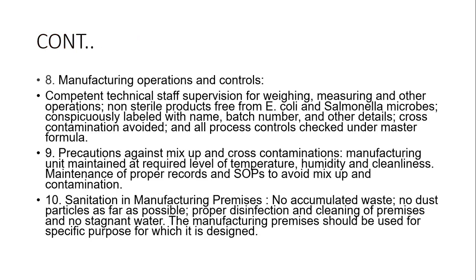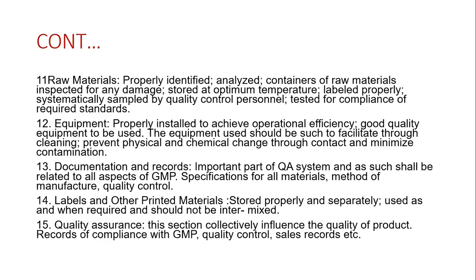Sanitation in manufacturing premises: no accumulated waste, no dust particles as far as possible, and the manufacturing premises should be used for the specific purpose for which they are designed. Raw materials should be properly identified and analyzed, containers of raw material inspected for any damage, stored at optimum temperature, labeled properly, and systematically sampled by quality control personnel. Equipment should be properly installed to achieve operational efficiency, good quality equipment, preventing physical and chemical change.